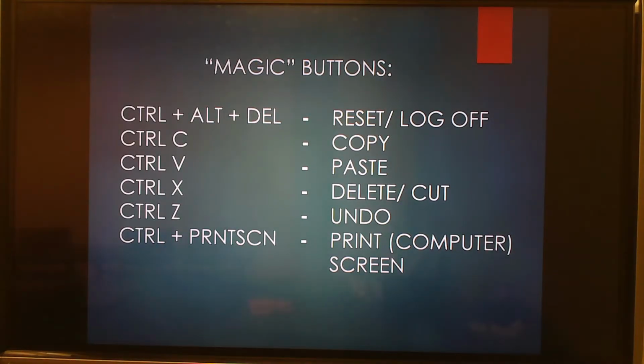These are magic buttons that you can press. If you press Control-Alt-Delete, it's going to reset your computer. It will get you to where you can actually go and turn your computer off, or if there's a program that's stuck, you can do that. It'll come up with what's called a task manager, and you just close that program out. Control-C is copy, Control-V is paste, Control-X is cut, Control-Z is undo, and Control-Print Screen will print whatever's on your computer.